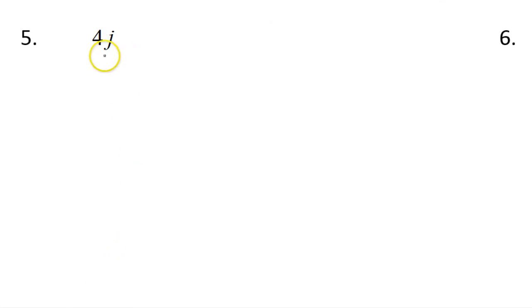Number 5 is interesting. In the unit vector form, it's 4j. Now, because we're only seeing one part, it only goes in one direction, you have to stop and remember that there are two unit vectors. Well, I should put a little hat on them. i is the horizontal unit vector, and j is the vertical unit vector. So this is the vertical unit vector.